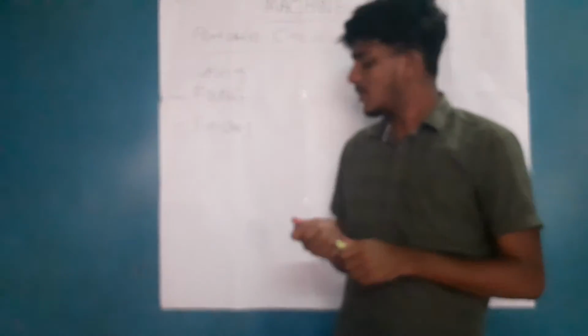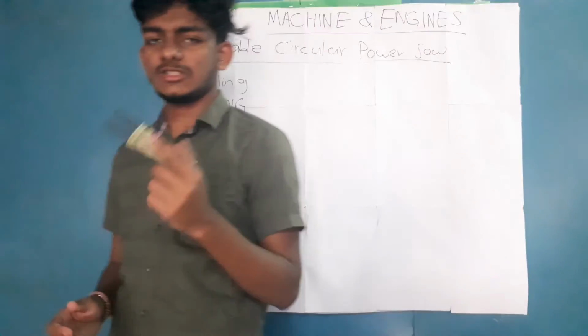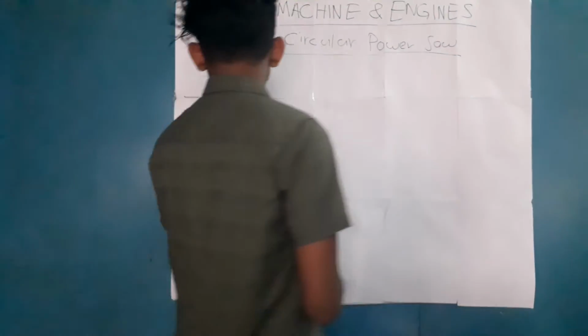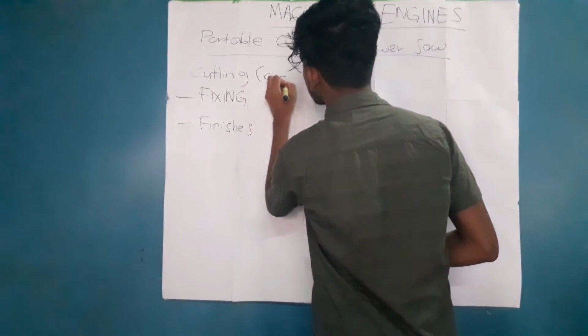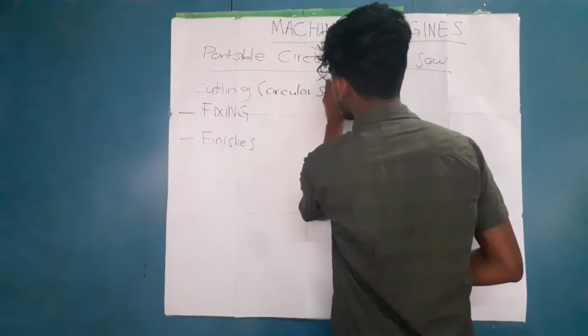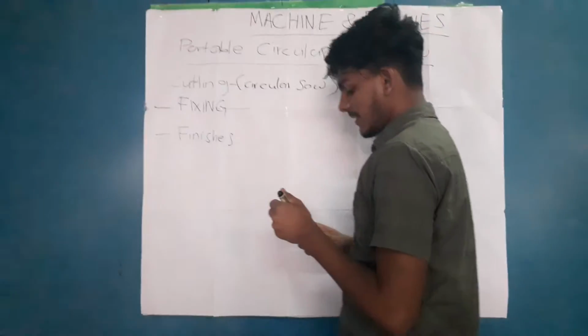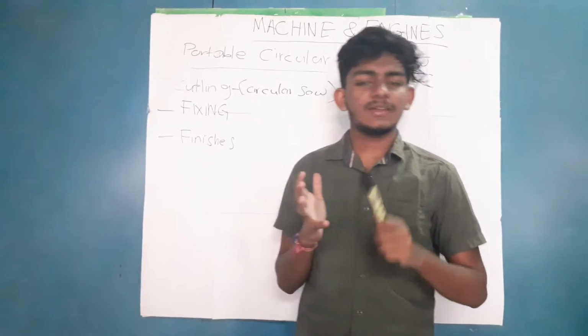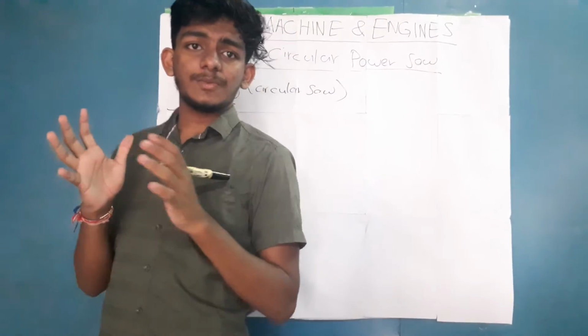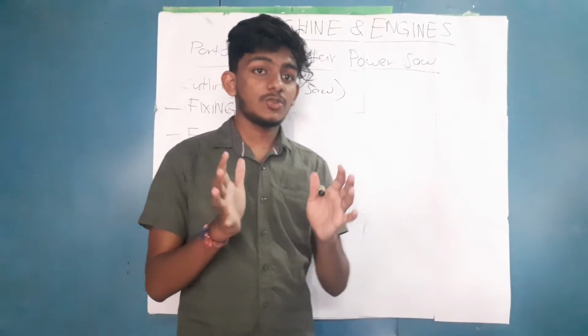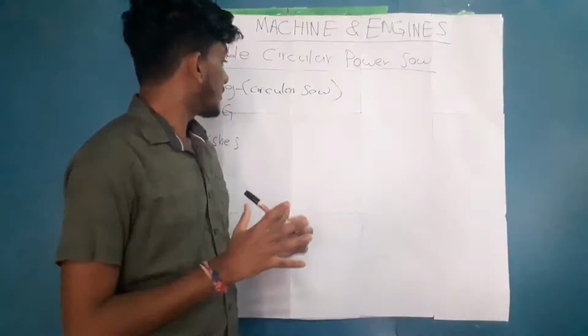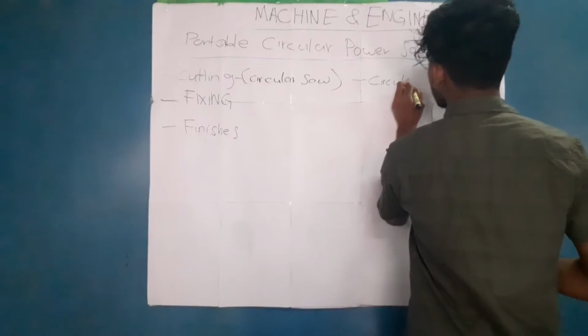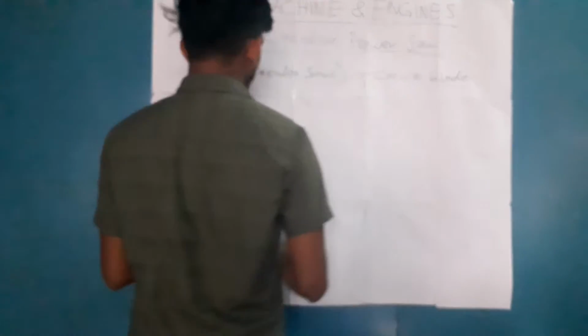Basically, can you tell me under which category a circular saw would fall, from your knowledge? Cutting. Cutting, correct. A circular saw will fall under cutting, right? The name circular saw is governed by its blade, because a circular saw has a circular blade. So the name comes from the blade.